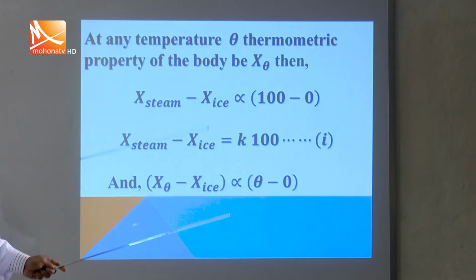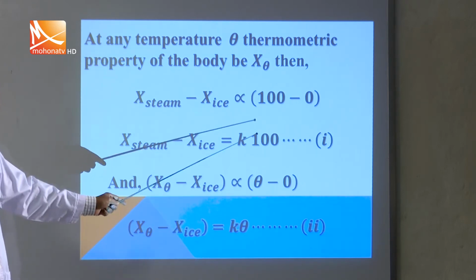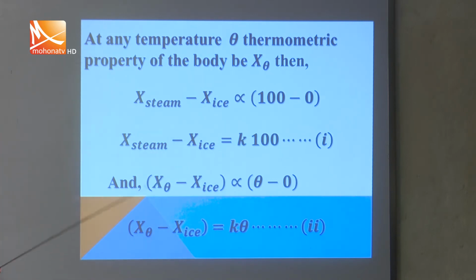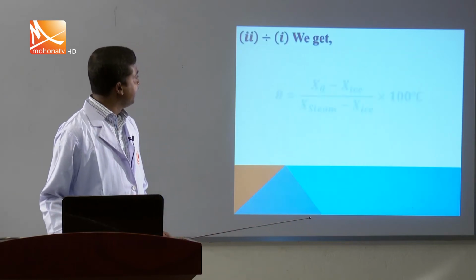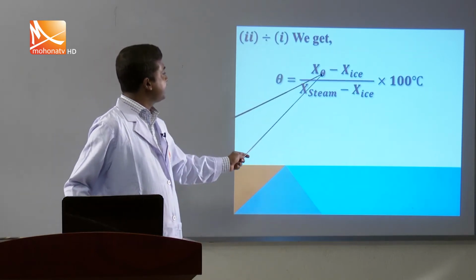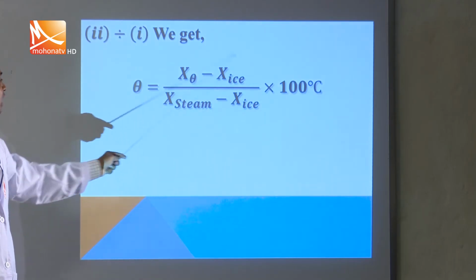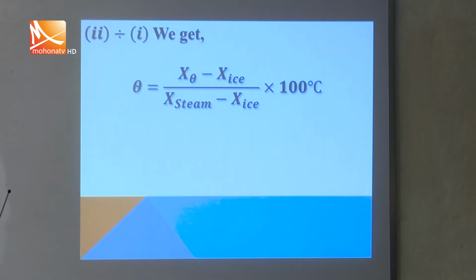Now, this is the mathematical formulation, simply. By using equations 1 and 2, you will get the relation of a thermometer based on fixed point temperature. Now, dividing equation 2 by 1, you will get theta equals X theta minus X ice over X steam minus X ice, into 100 degrees Celsius. So, this is the relation to determine the unknown temperature using a two fixed point thermometer.